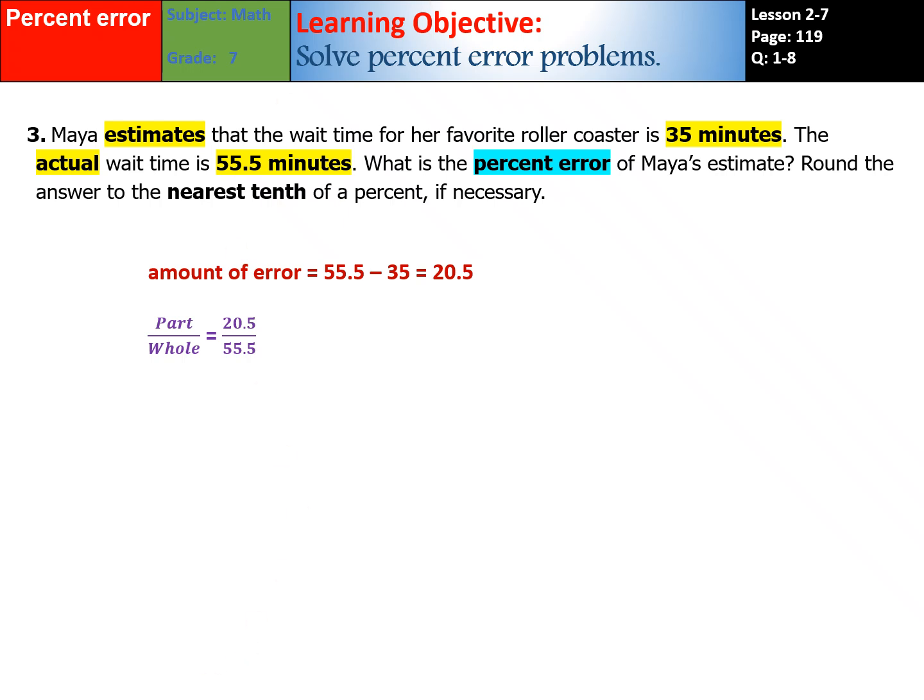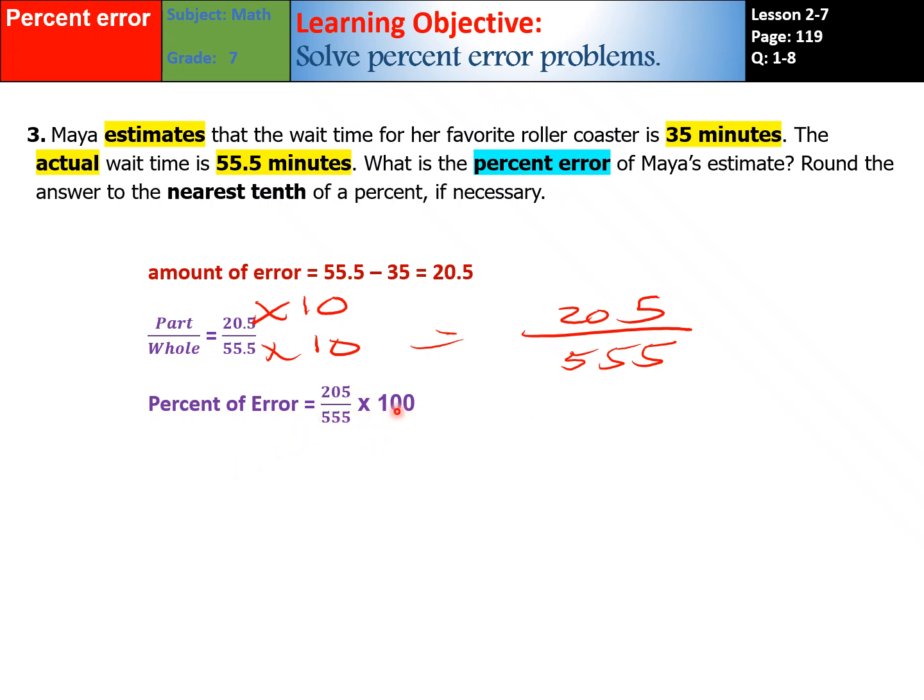Now we will convert it into percent. Now here I can see that the denominator is a decimal. So what I will do, I will multiply it by 10 and 10. So I will get 205 over 555, because I always make sure that when the denominator is a decimal, I convert it into a whole number, then it is easy for me to divide. Now we will multiply it by 100. You will get 20500 and divide it by 555.